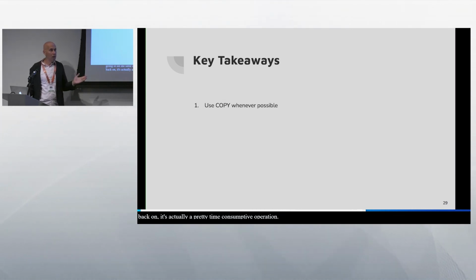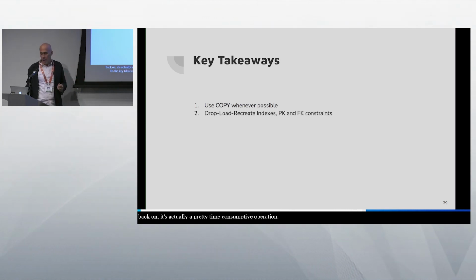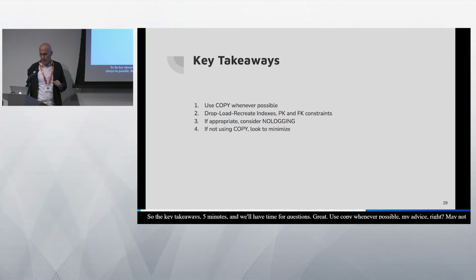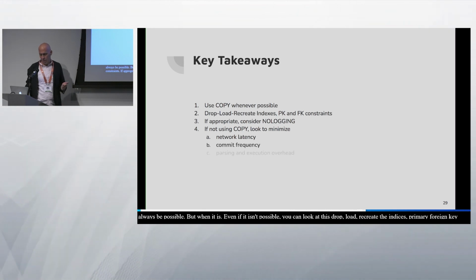Use copy whenever possible, is my advice. It may not always be possible, but when it is. And even if it isn't possible, you can look at this: drop, load, recreate the indices, primary and foreign key constraints. If appropriate, knowing the ramifications of it, you can consider no logging. If not using copy, you want to look to minimize the network latency, commit frequency, and parsing and execution overhead.